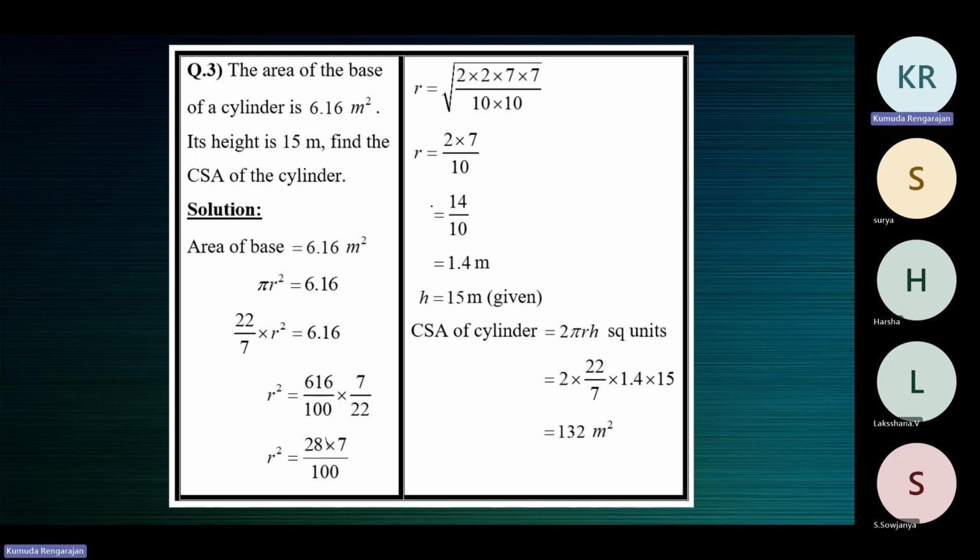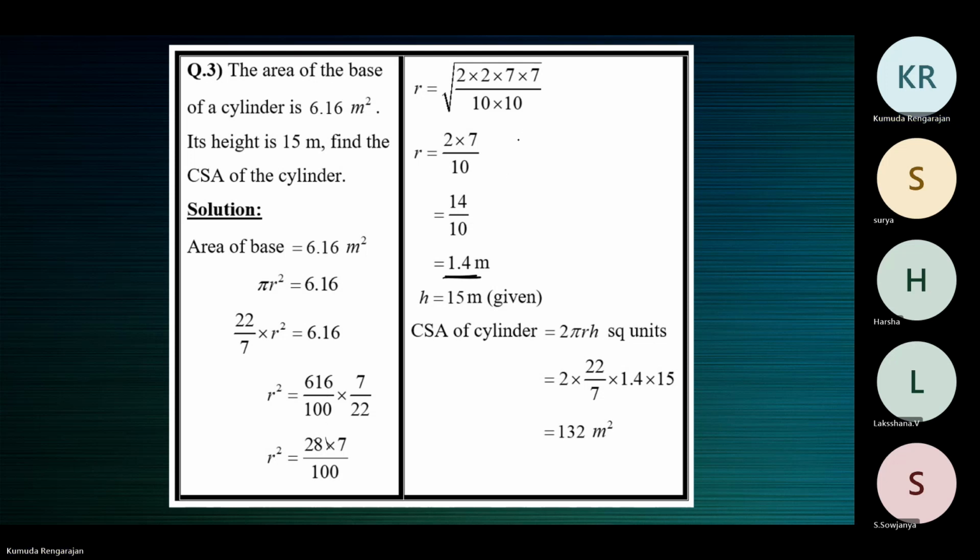What you see here is not incorrect. It's correct. I've not simplified it completely is what I said. 28 and 100, you can further simplify. I have not done that. That's what I meant. The answer is correct. r is 1.4 is correct. So you please simplify it completely.